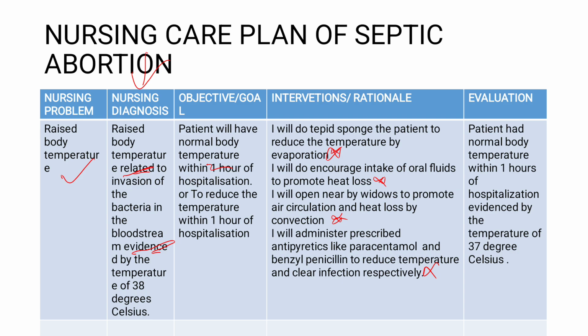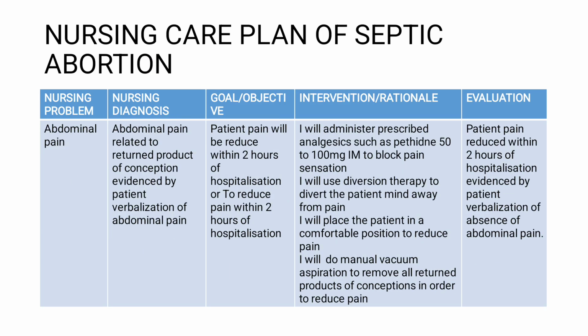Then in terms of the evaluation, remember also the evaluation should have an evidence, and you're evaluating your objective. So the evaluation, we can say the patient had normal body temperature within 1 hour of hospitalization, evidenced by the temperature of 37 degrees Celsius.